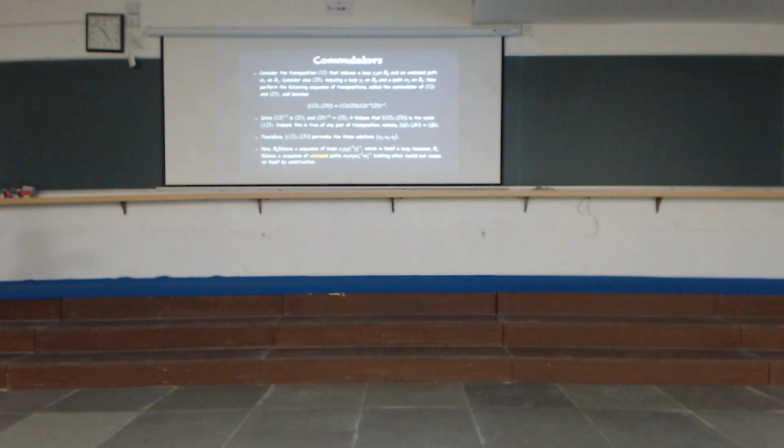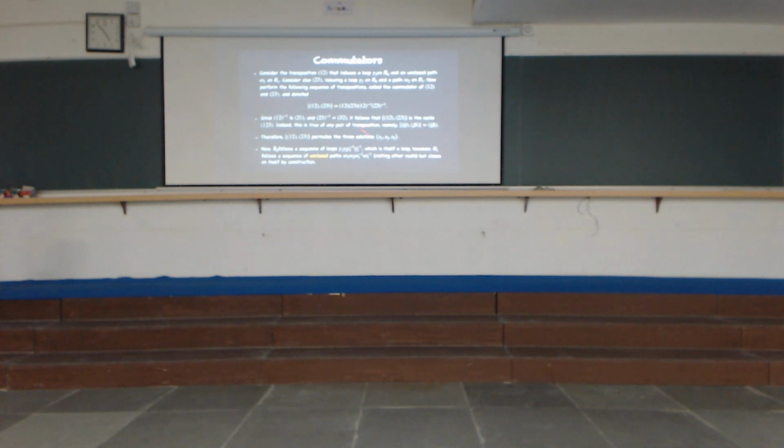The new character is a commutator. Now since (1, 2) inverse is (2, 1), and (2, 3) inverse is (3, 2), it follows that this is a cycle (1, 2, 3), if you work it out. Again, I have done it. Those of you who want to write it down, follow through what happens to 1, 2, 3, and you will find that it is a cycle. Indeed, this is true of any transposition.